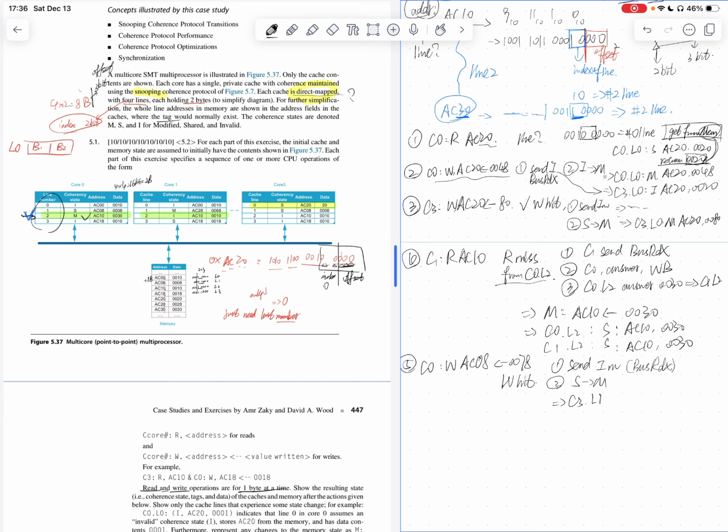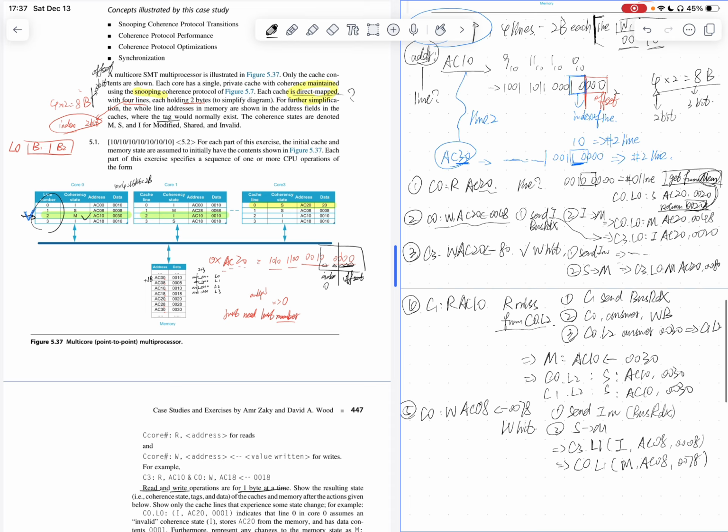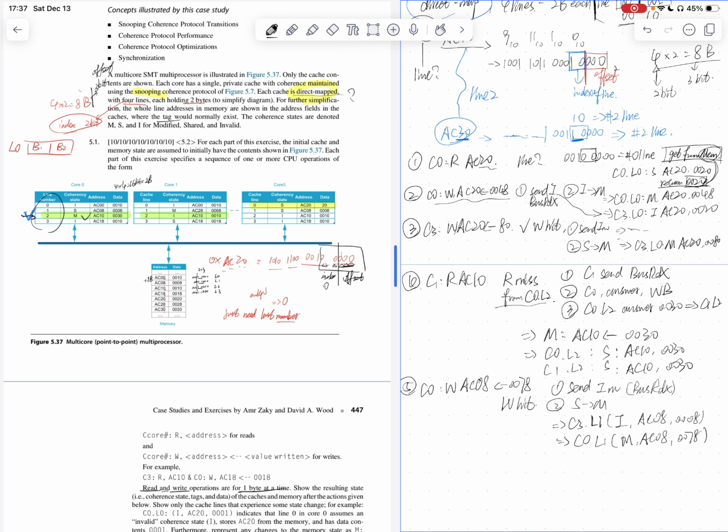C3 line 1 has AC08. It will be invalid, right? Yours means nothing. I will be the new one. Although you have something inside, I'm the new one. Who am I? I'm C0 line 1. I will be in a modified state with the updated data, or you can say it's dirty data. So this is how this thing is analyzed for 5.1.